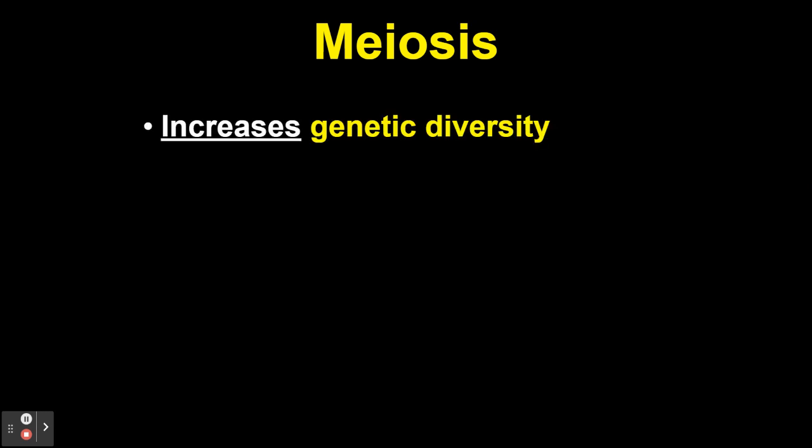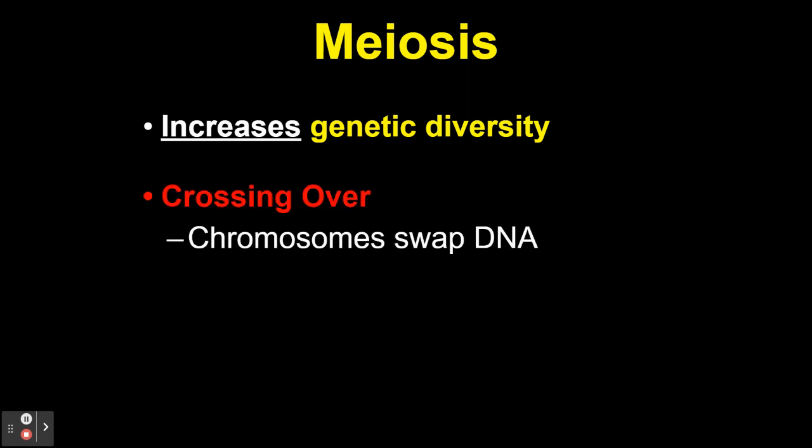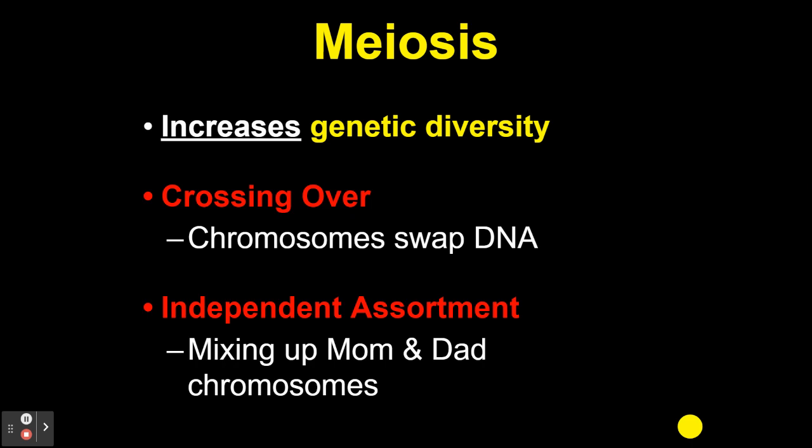Now, meiosis also helps to increase genetic diversity, which is really important. So it does this through crossing over, where chromosomes actually swap DNA, so it kind of mixes up the genes. And then independent assortment, which essentially mixes up the chromosomes that the parent provides to the child. And so in this way, meiosis and therefore sexual reproduction help to increase genetic diversity.